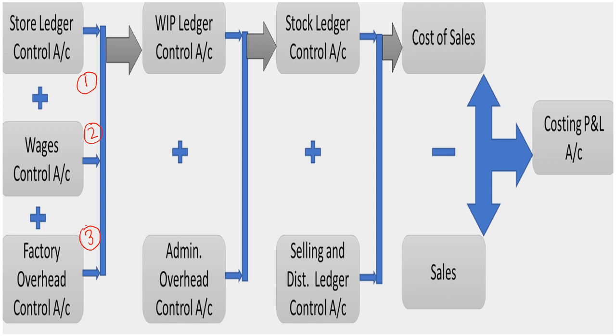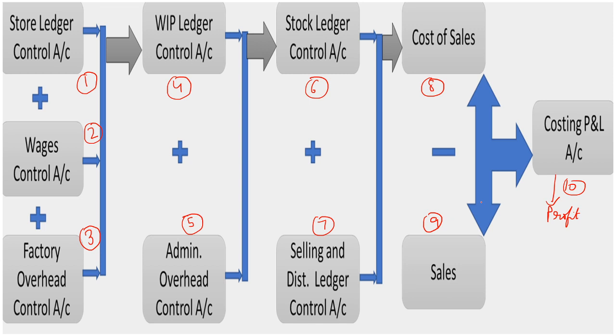Now the balances of these three accounts are transferred to the production department, which is also known as the WIP ledger control account. Here we open another account, which is the office and admin overhead control account, and the balances of the WIP ledger control account and admin overhead control account are transferred to the finished stock ledger control account. Here we open our last overhead account, which is the selling overhead control account, and the balances of these two accounts are transferred to cost of sales, and the balances of cost of sales and sales are transferred to costing P&L, so that we find out profit in the cost books.